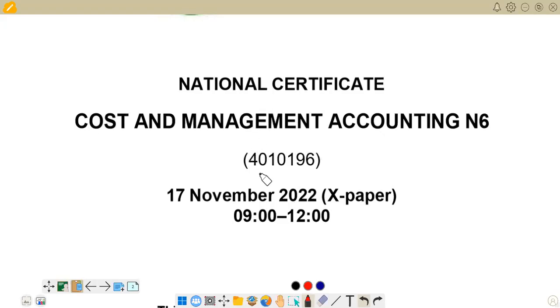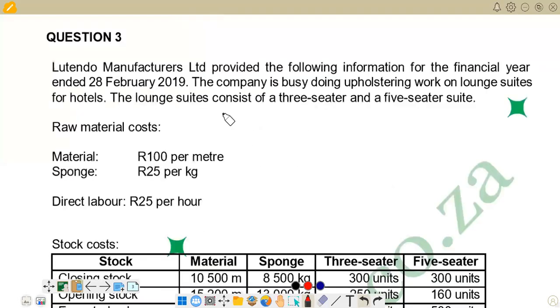Today we want to look at a question paper of November 2022. For that question paper, we want to look at question 3, and that question is on budgets. So this question that we have on that question paper, which is our question 3.